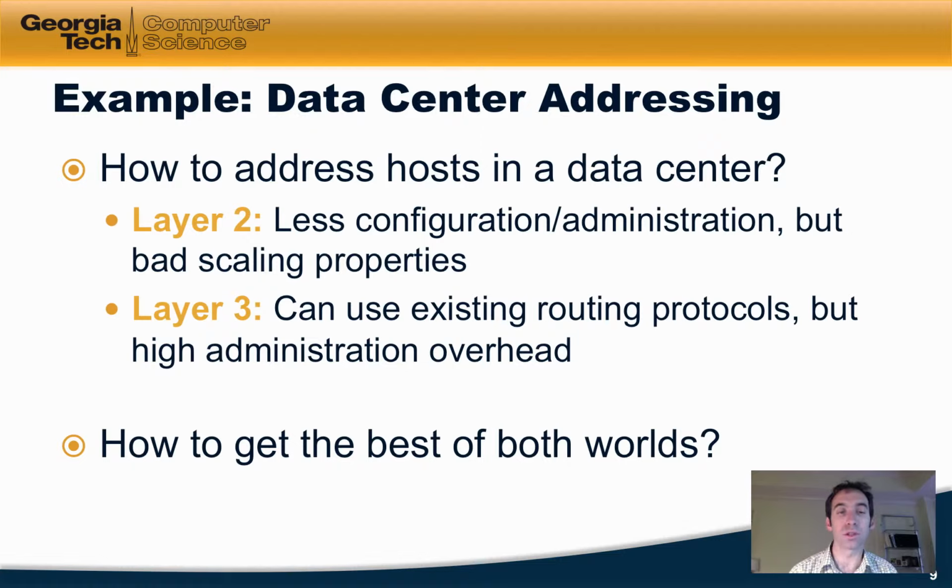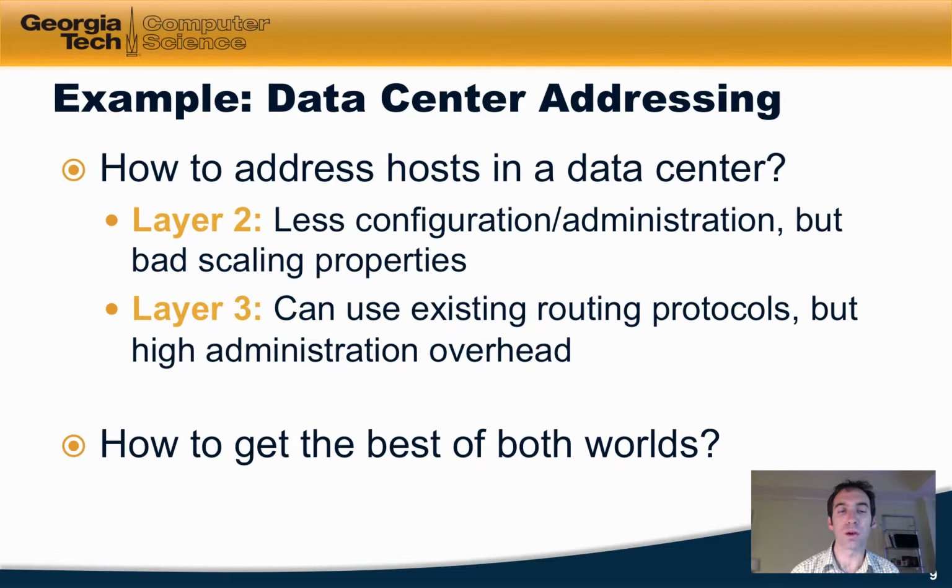On one hand, you could use layer 2 addressing like Ethernet. This results obviously in less configuration or administration because if you've got one large layer 2 Ethernet, you can essentially just plug everything in and it's a flat topology. On the other hand, a flat topology with tens of thousands of servers clearly results in poor scaling because these layer 2 networks are typically broadcast.